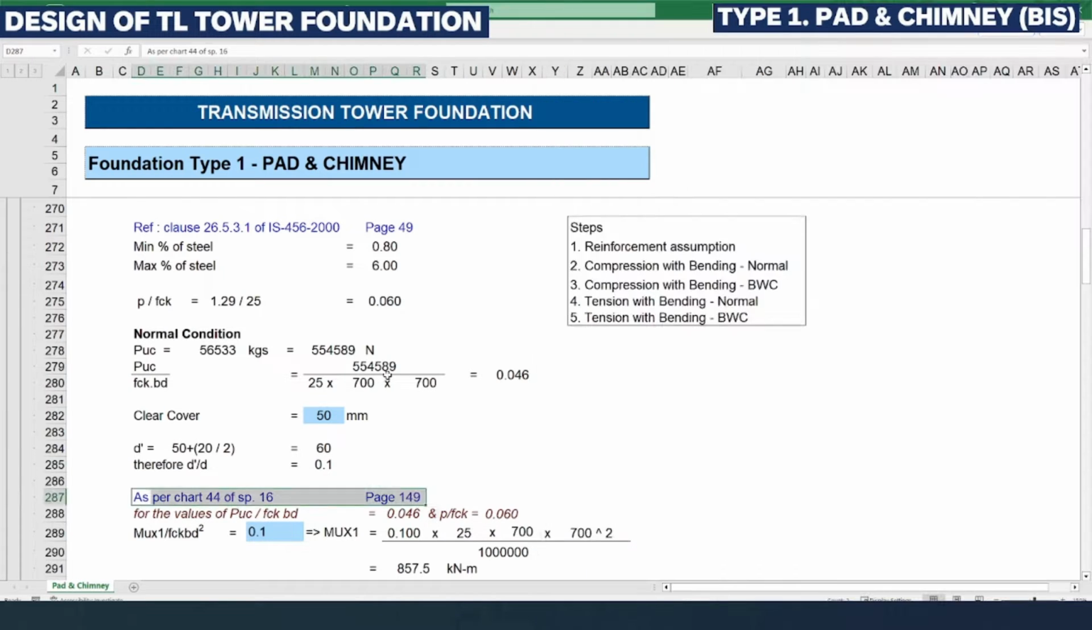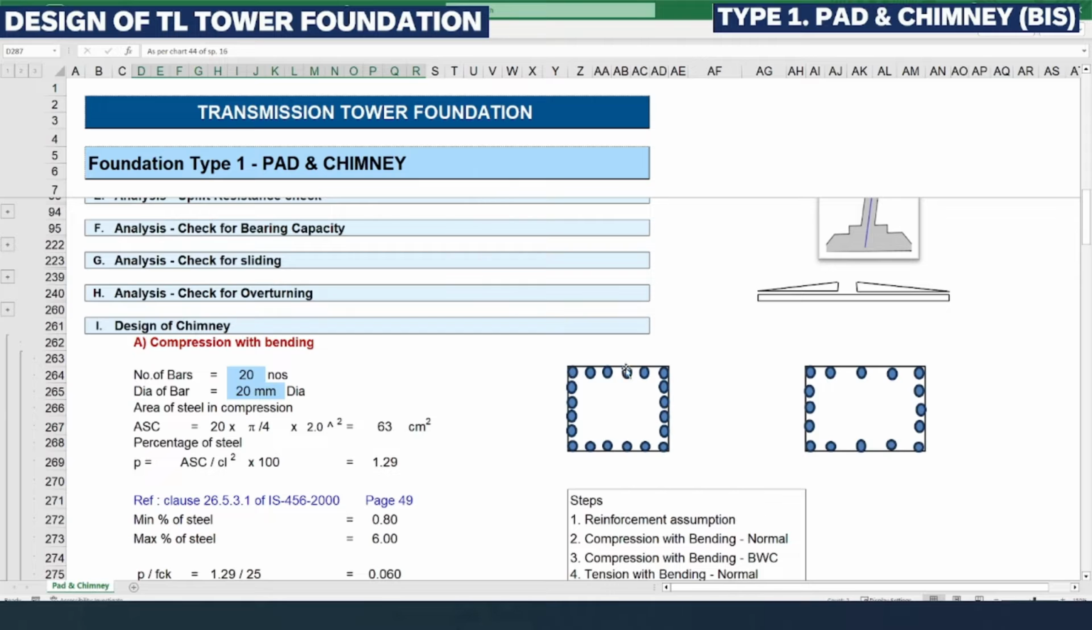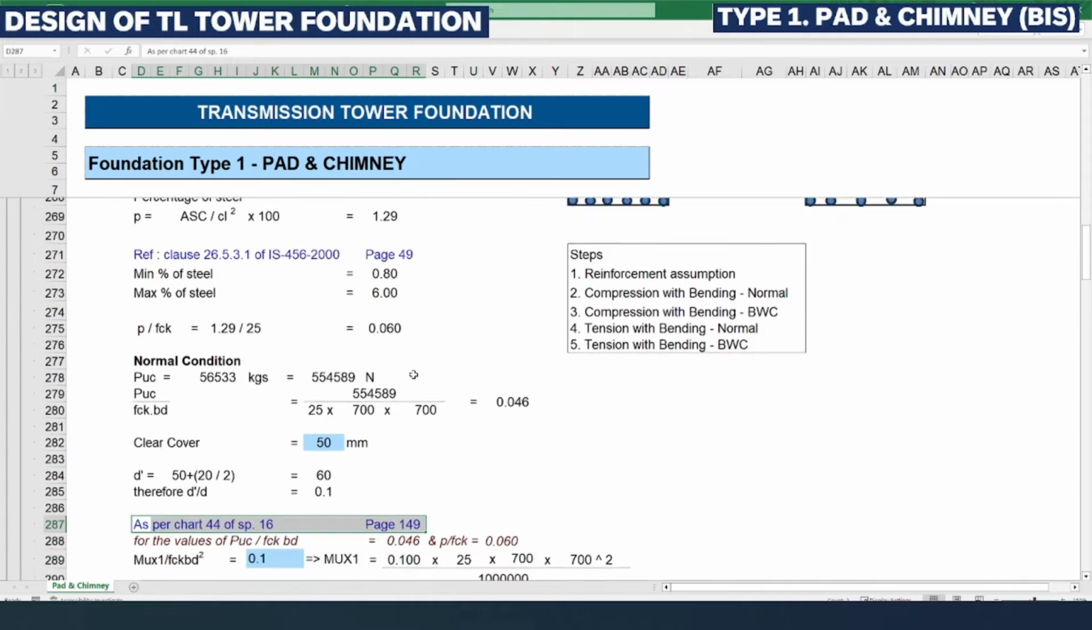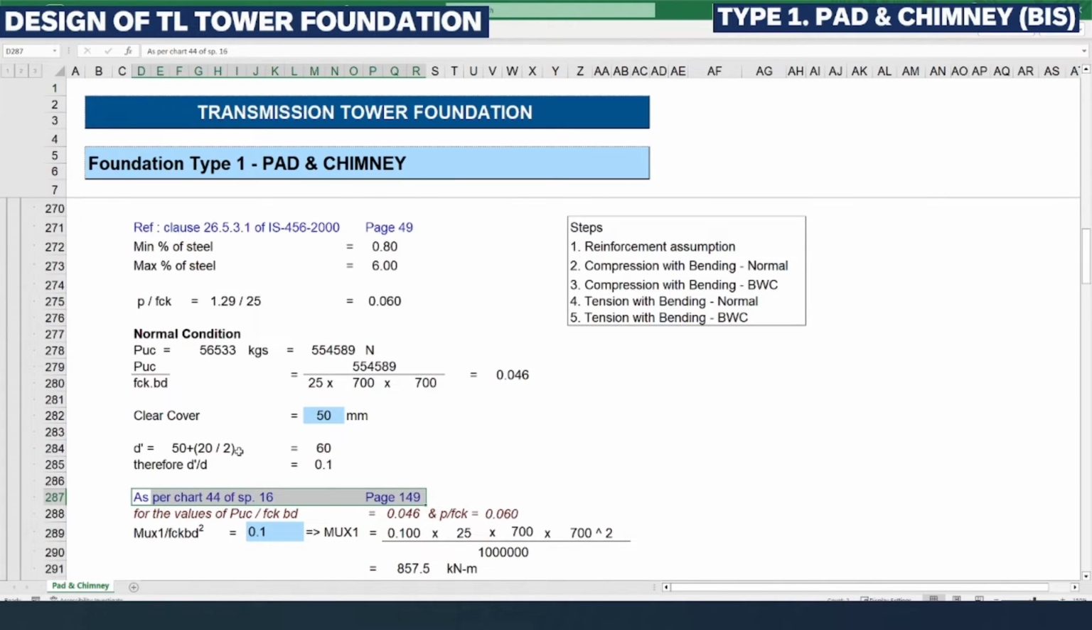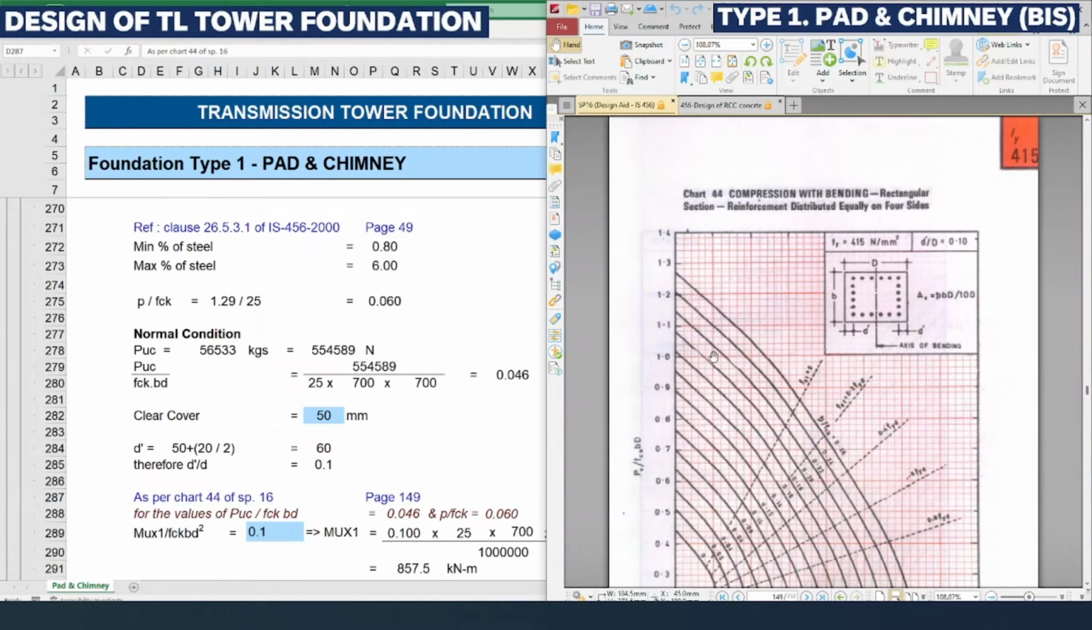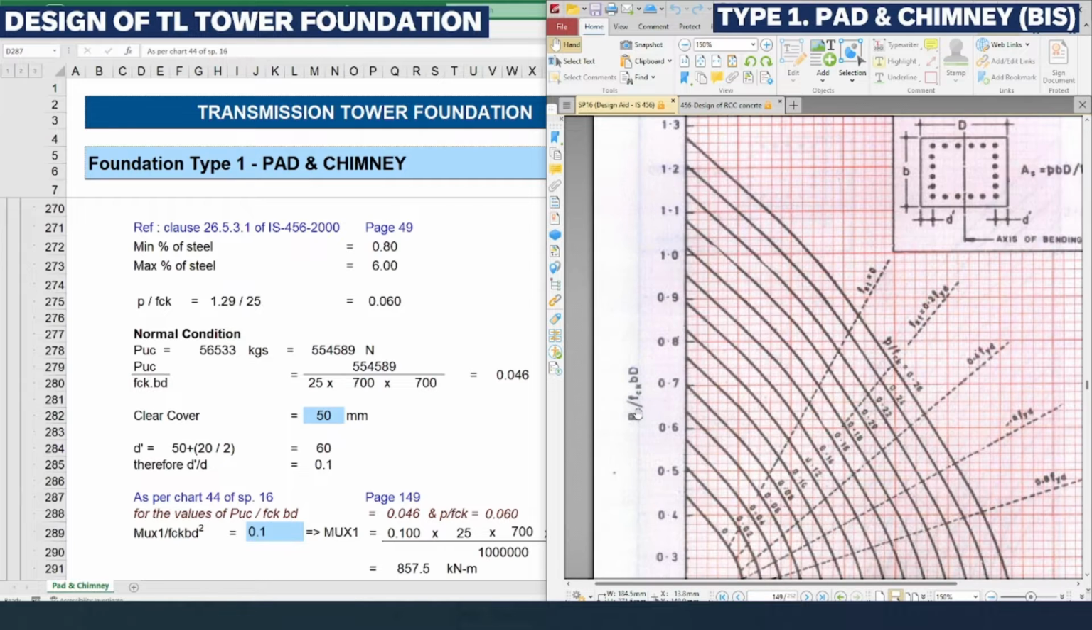As you see here in our picture, there are 6 bars which are viewable on all four sides. So it is an equally distributed reinforcement kind of column. So this Pu by fck bD, which is on the left-hand side of the Excel sheet, we need to find out. For that, this Pu is nothing but the compression downthrust, which we have seen here.